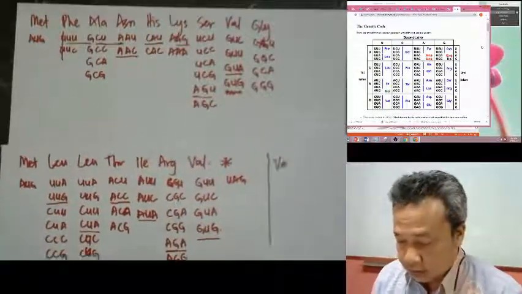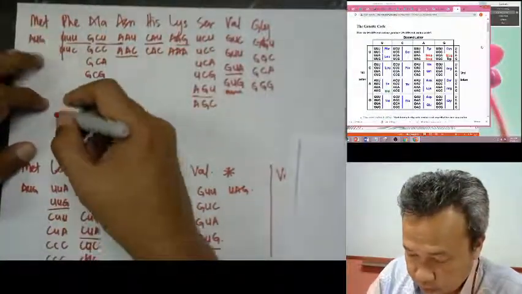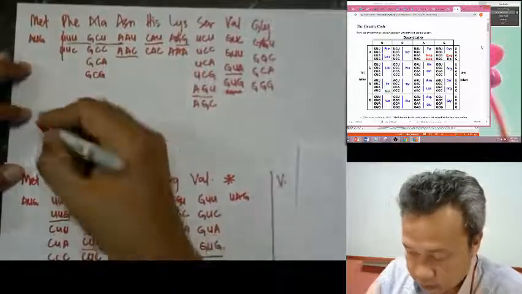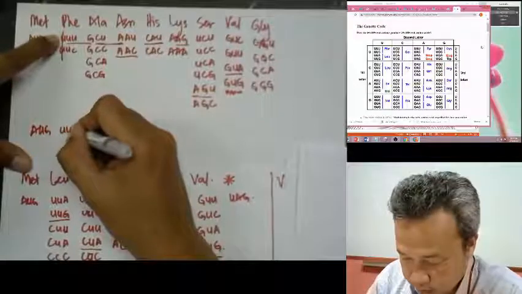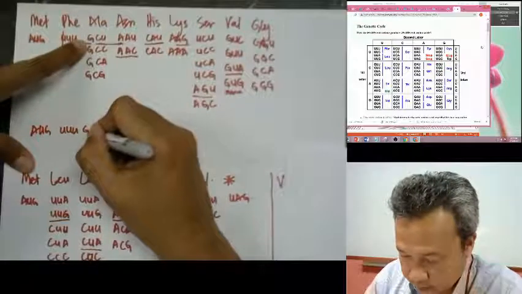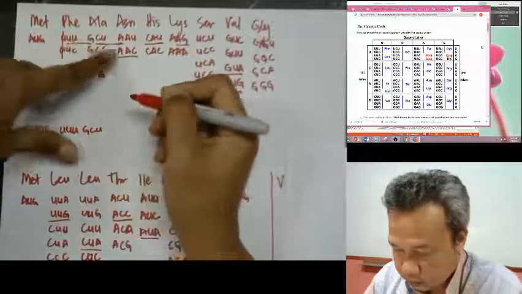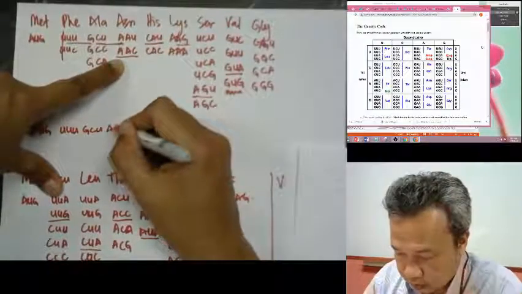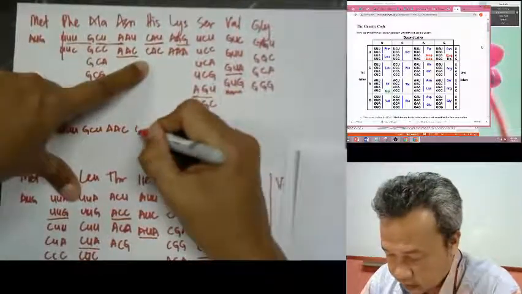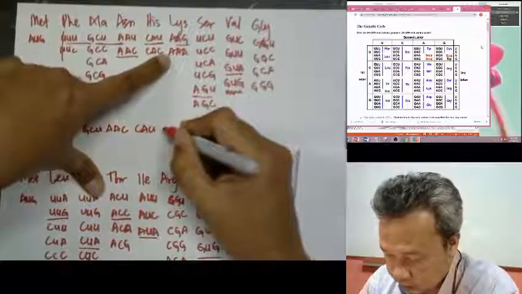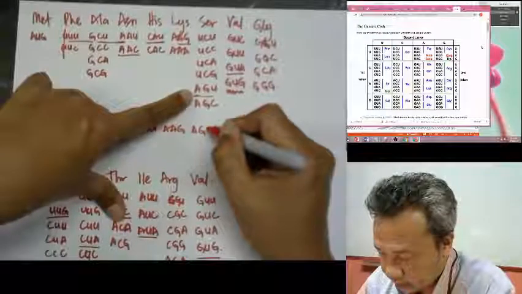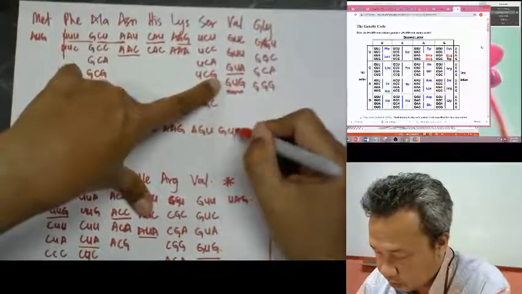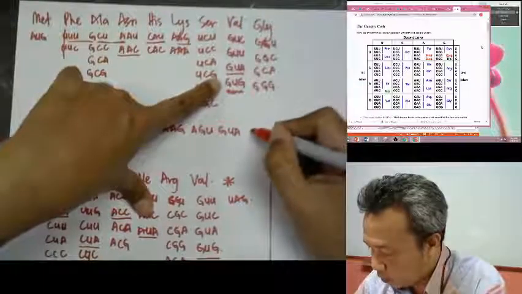So the answer would be, the original sequence is UUU. So the original sequence, you can put the sequence here, AUG for this one, right? So it's UUU, GCU, AAC, CAU, AAG, AGU, GUA, and then this one you don't know which one is correct.